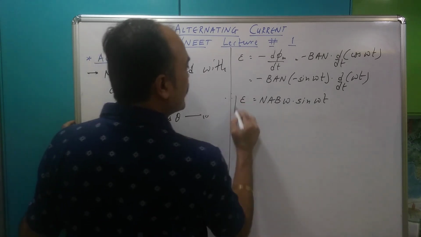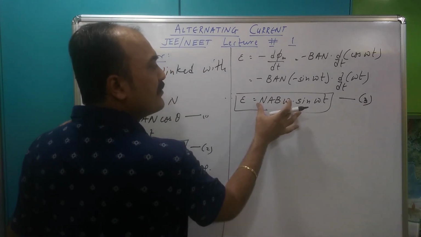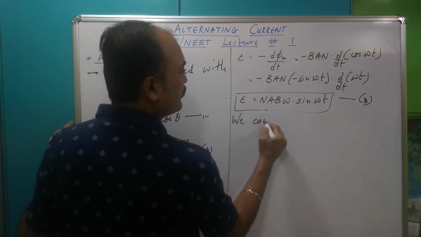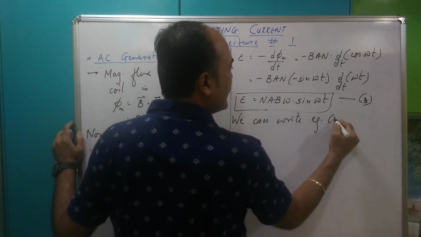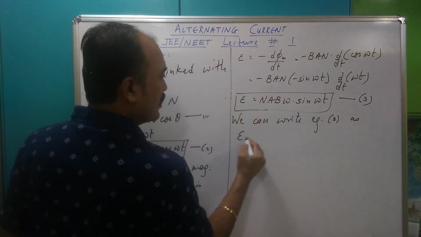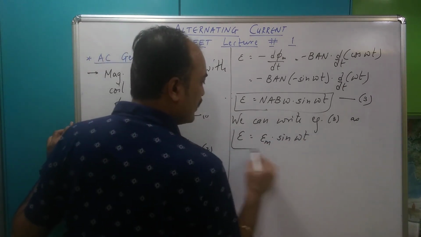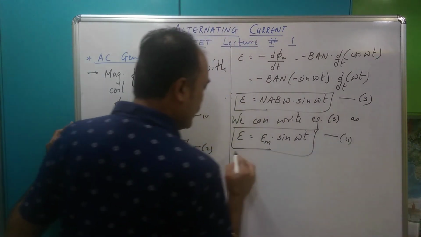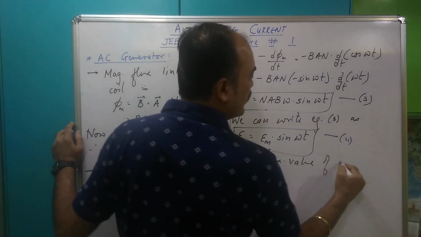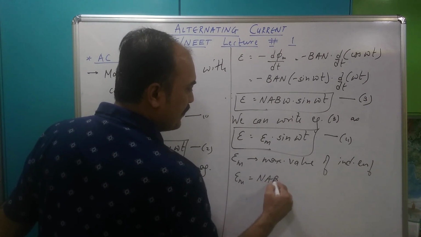Now this NAB omega is the maximum value of EMF. So we can write equation 3 as epsilon is epsilon m sine omega t, where epsilon m, ladies and gentlemen, is the maximum value of induced EMF, and this is equal to NAB omega.